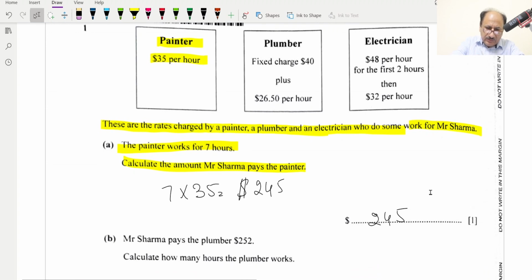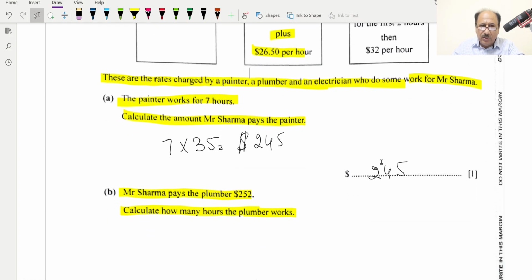Then the second part, B part. Mr. Sharma pays the plumber $252. Calculate how many hours the plumber works. Now the plumber's details of charges are these. Fixed charge is $40 plus charging $26.50 per hour.